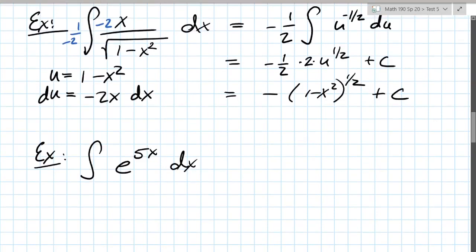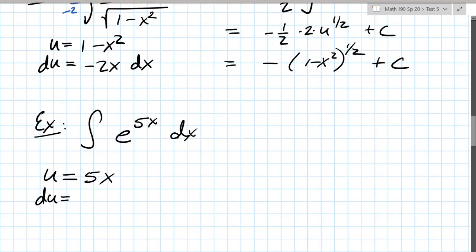Next problem, we have e to the 5x, and we want the integral. We know how to integrate e to the x. The integral of e to the x is just e to the x. But how do we integrate e to the 5x? So we'll change it to a u substitution problem. U equals 5x, so du is equal to 5 dx. So we don't have the 5, we need a 5, and we take out the 5 that we put back in.